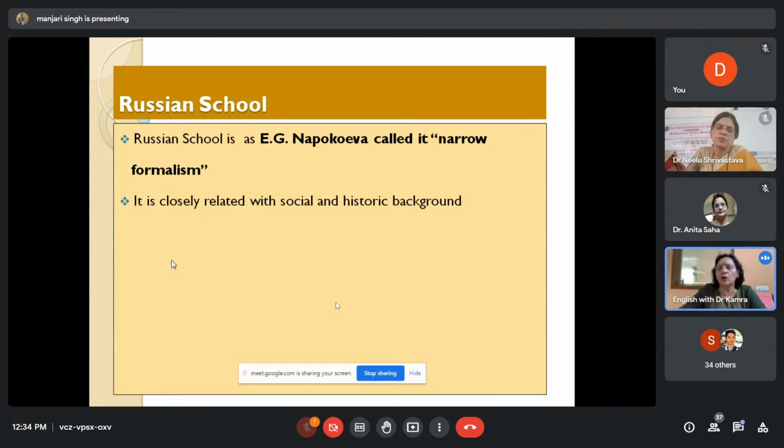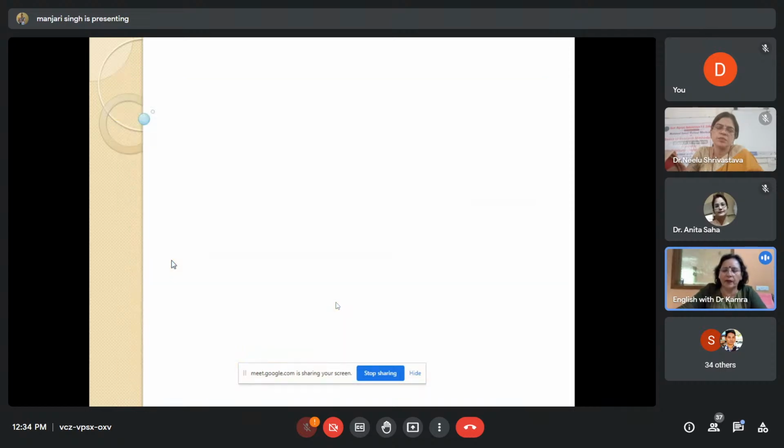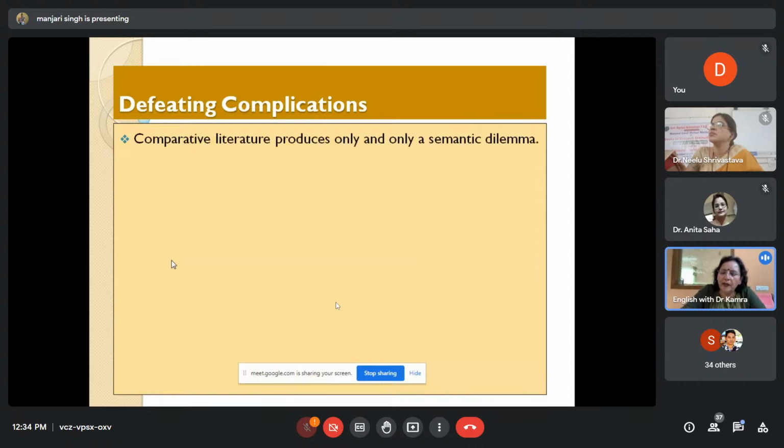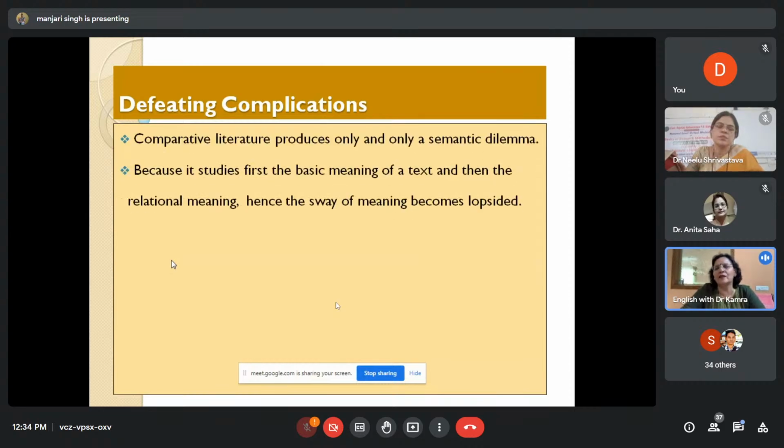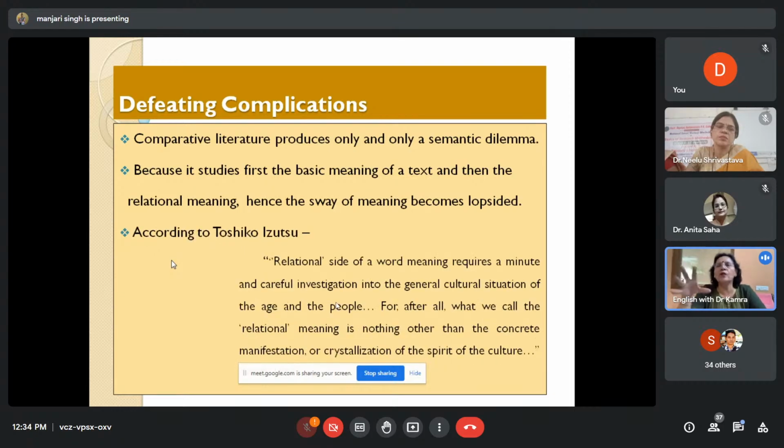Now, what are the defeating complications? The next slide, please. Comparative literature is always at a semantic dilemma because you're not familiar with the usage and the local color of the word, and at the same time, you may not find the contextual meaning easily available to you. And apart from that, the basic meaning of the text is something different and the relational meaning is different. So this way the meaning becomes lopsided.